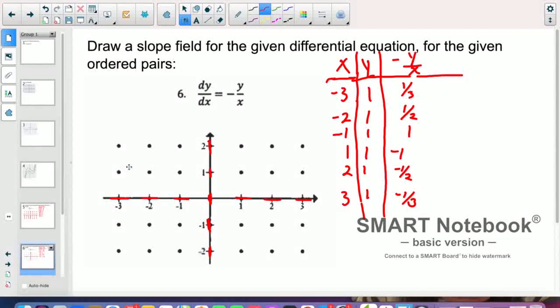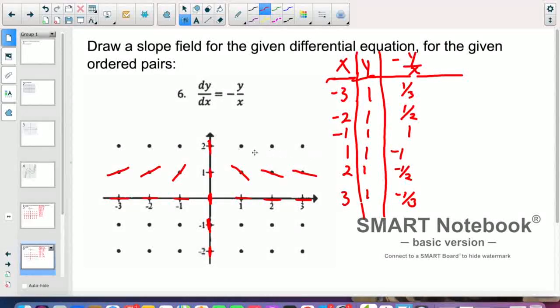So at -3, 1, I have a slope of positive 1/3, and it's going to be a very gradual slope because fractions are gradual. -2, 1 is a positive 1/2. So that one's a little less gradual, but honestly, it's going to be very hard for you to tell which one's 1/3 and which one's 1/2, so just do the best you can there. -1, 1 is a slope of positive 1, which is a little steeper than these two. 1, 1 is -1. 2, 1 is -1/2, that's more gradual. 3, 1 is -1/3, again very gradual. So there are the ordered pairs in that line.